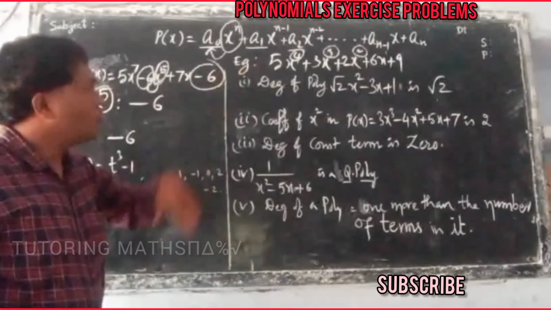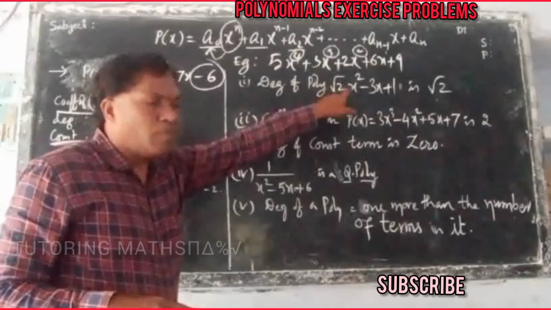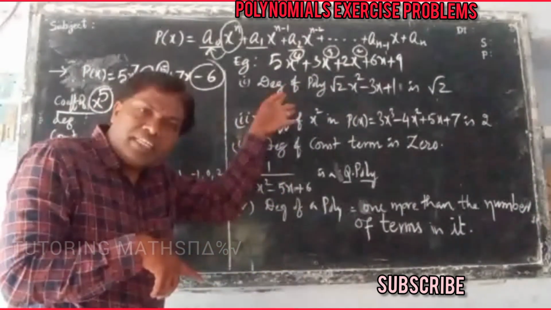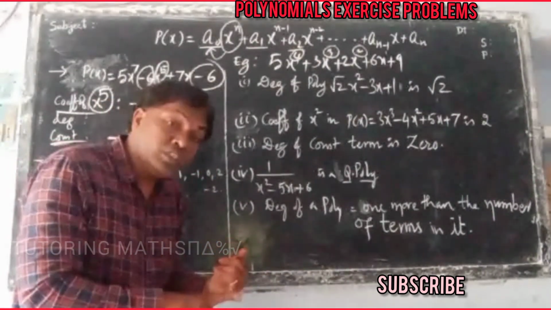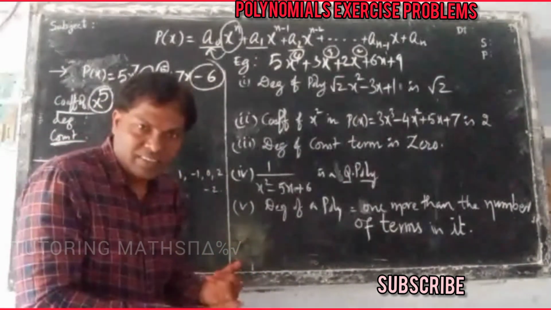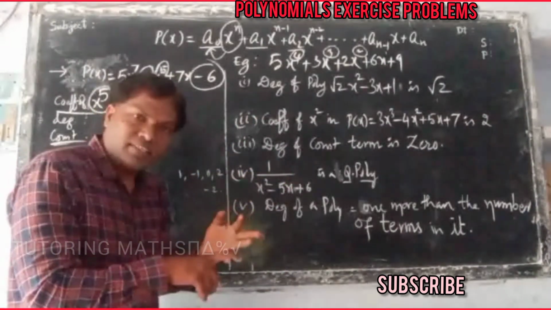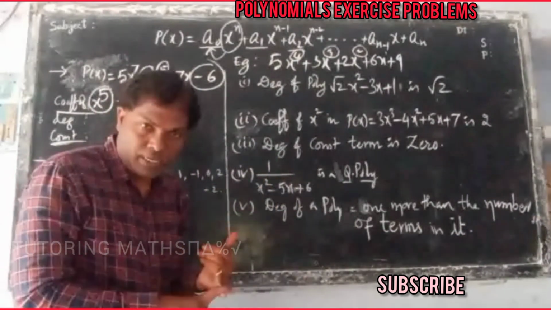Let's go to one more. Here we have a polynomial, and now we have some questions. We have to verify the statements and check whether they are true or false. They are giving some statements. If they are correct, you say true. If they are wrong, you say false.